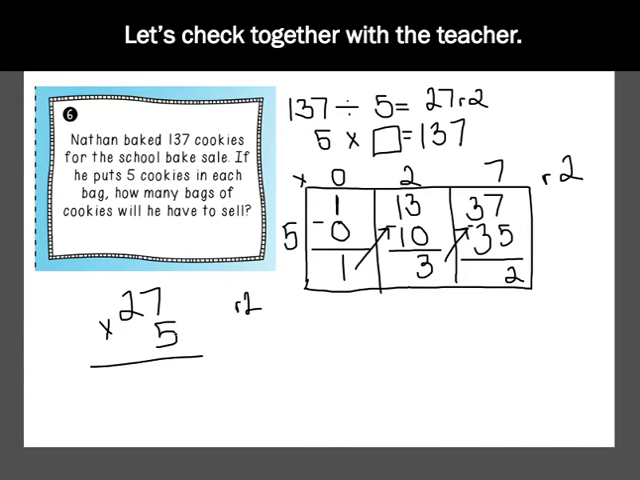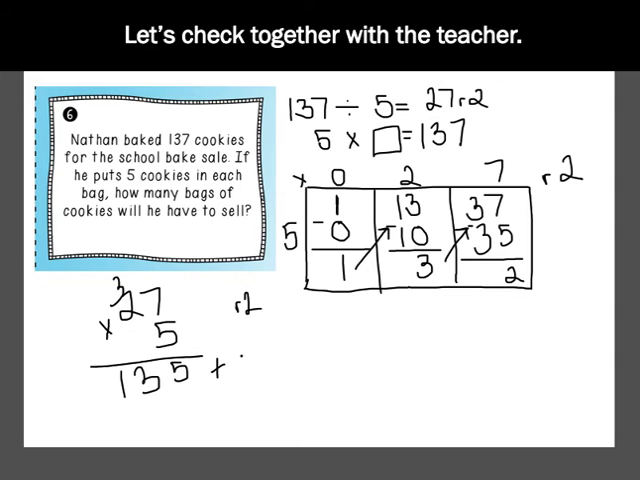Let's multiply. 5 times 7. 5 times 7 is 35. We carried the 3 over into the tens place. Now 5 times 2 is 10. With that carried over number 3 added to it, 5 times 2 is 10, plus 3 is 13. Oh, look at that. We're saying that if we have 27 bags of cookies, and each bag has 5 cookies, then that's 135 cookies altogether.